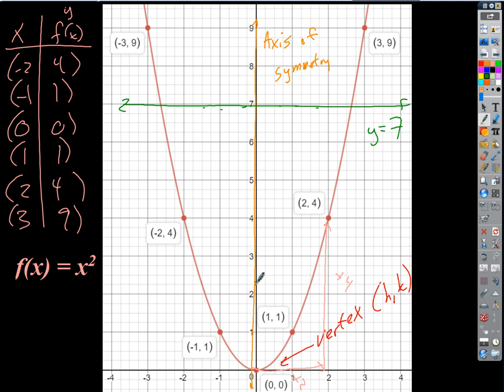Well, it is right now, but what if I slide it around? Okay, so wherever the vertex ends up, what's the x-coordinate of the vertex? H, yeah. So the axis of symmetry is always just going to be the line x equals h. Okay, that's it, every time.